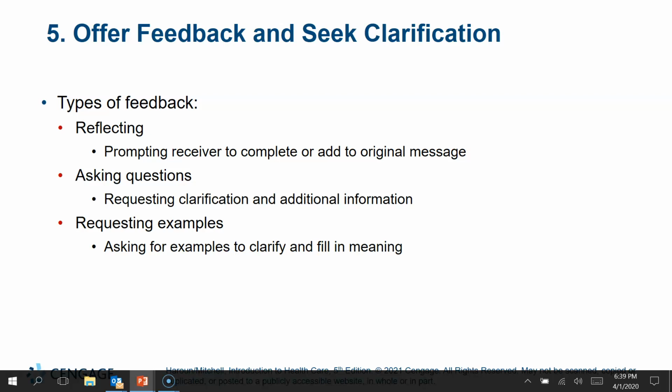So the question that you can ask is, what symptoms are you experiencing when you say you're feeling terrible? So we're asking that question to get additional information to be able to describe what's going on with that patient in a much better, clearer format.